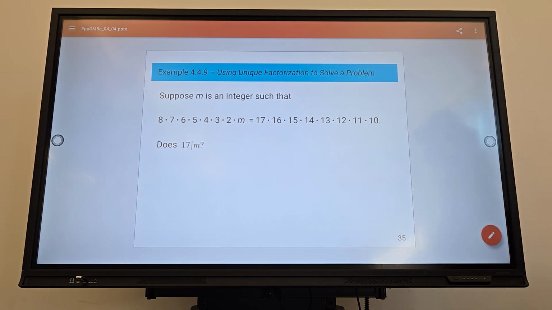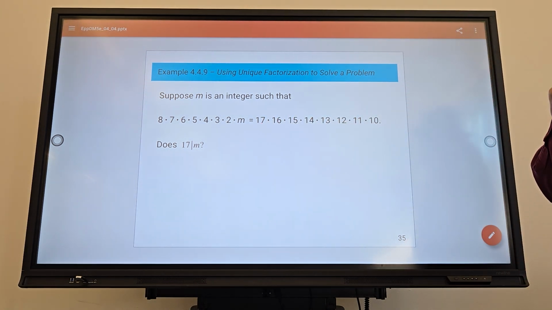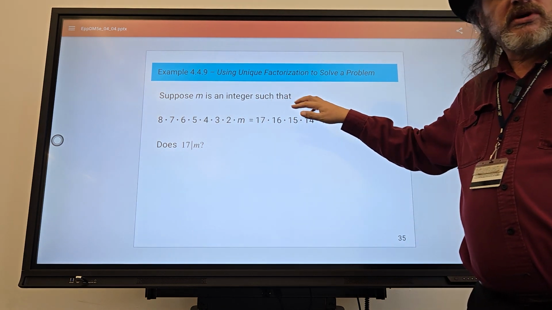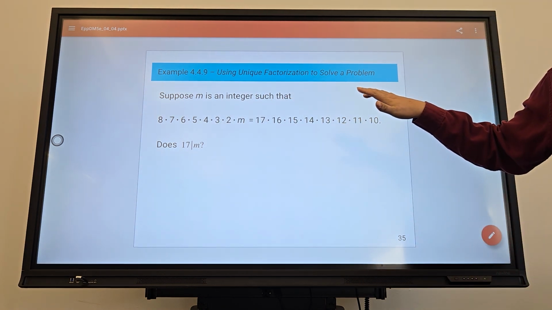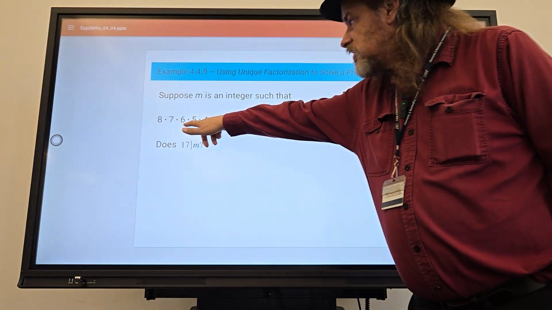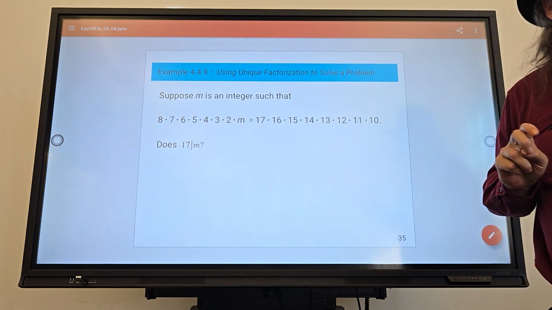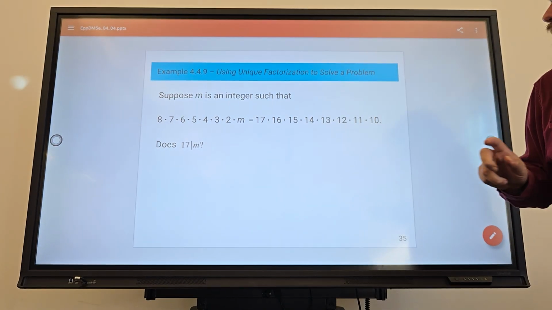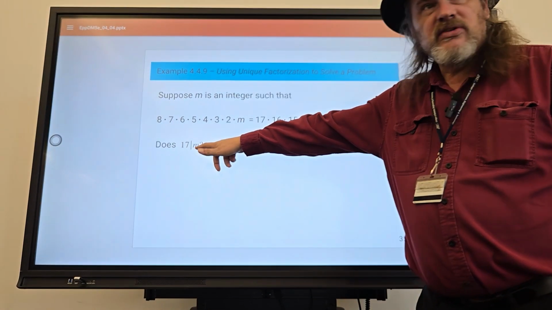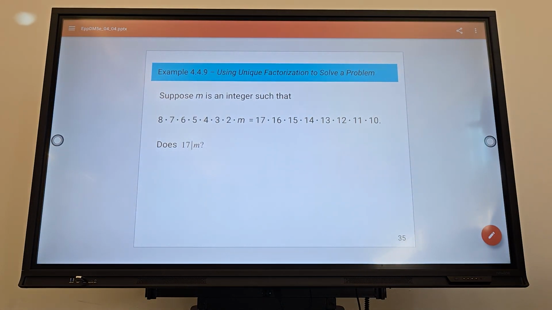Well, 17 is a prime, so it is a prime factor on both sides of the equation because they're equal, right? But 17 is greater than these numbers here, so it must be a prime factor of m. Therefore, 17 divides m. Make sense? Kind of, sort of?